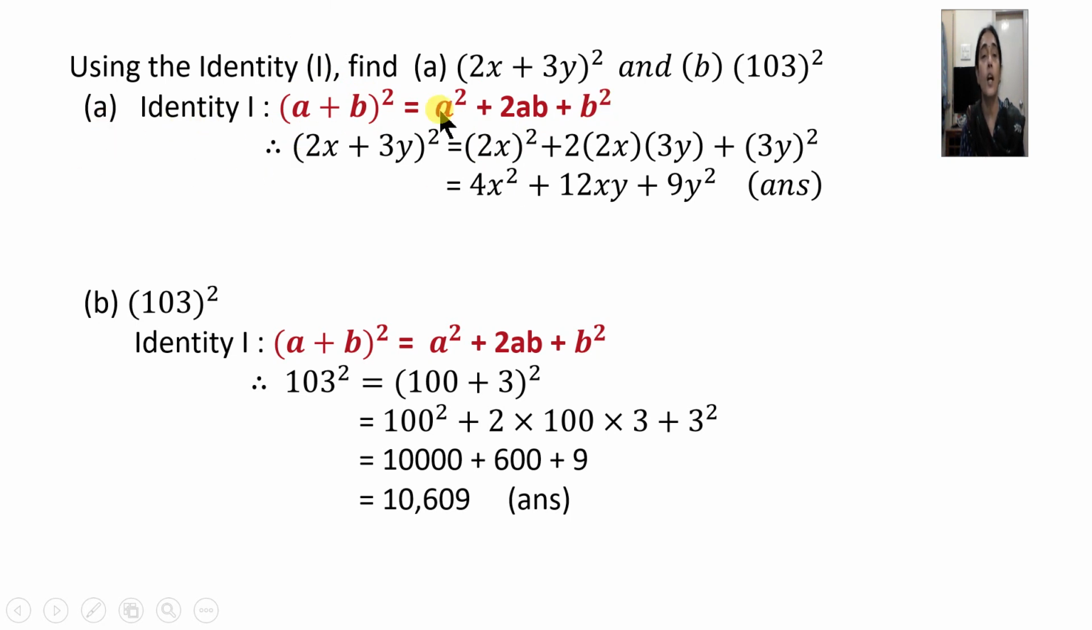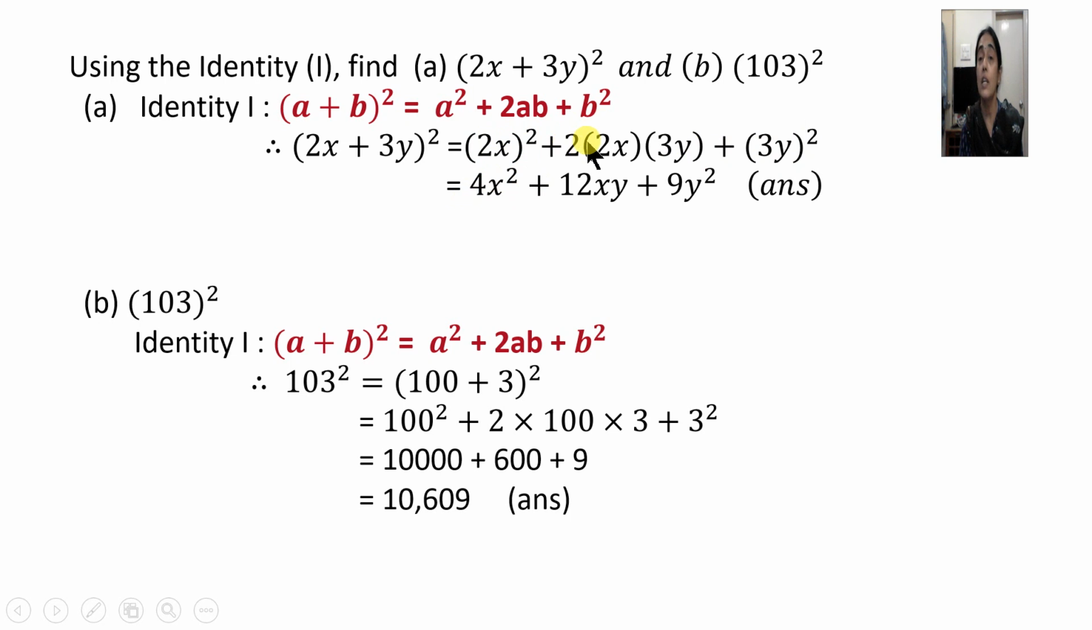Always write down the identity which you are going to use. Then you write 2x plus 3y the whole square, square of the first term, that is 2x the whole square, plus 2 into first term, which is 2x, and second term 3y, plus 3y the whole square. So 2x square, that means you have to write square of 2 also and square of x also. So square of 2 is 4 and square of x is x square. So that gives you 4x square.